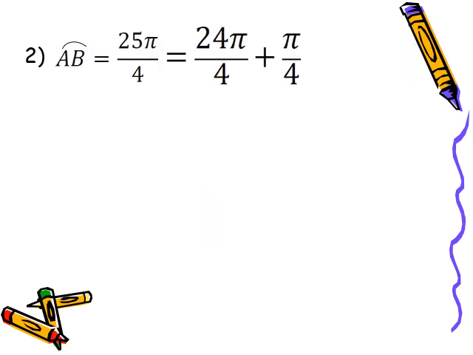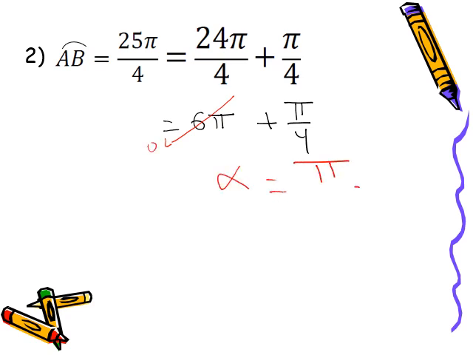Arc AB equals 25 pi over 4. 25 pi is 24 pi plus pi, so 25 pi over 4 equals 24 pi over 4 plus pi over 4, which is 6 pi plus pi over 4. But 6 pi is 2k pi. So alpha is equal to pi over 4.